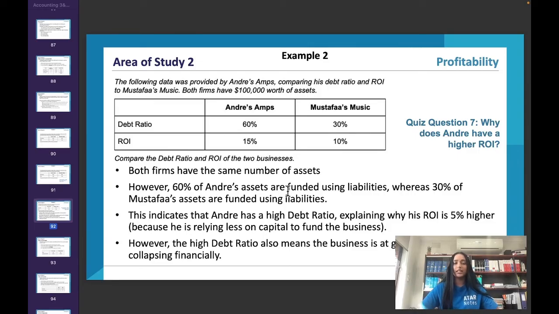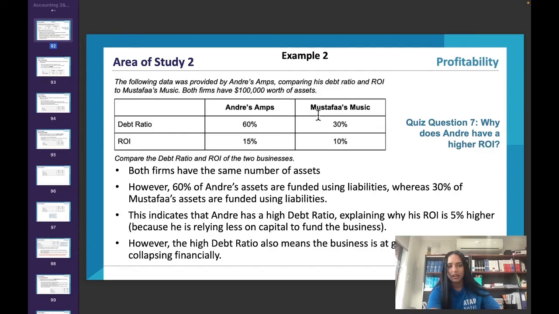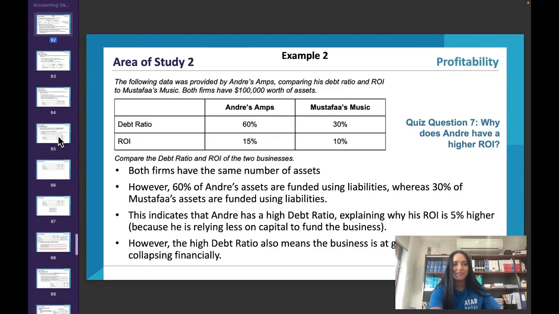So it's kind of like a double-edged sword. Obviously, a high return on owner's investment is a good thing because it means the owner is earning more compared to how much that owner put into the business. However, if there's a higher return on owner's investment, there's also a high debt ratio, and a high debt ratio means the business is at greater risk of collapsing financially. The business has a lot of debt. It has way more debt compared to the other business, Mustafa's music.